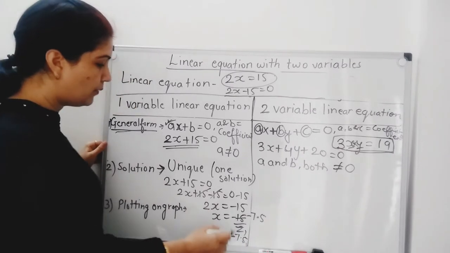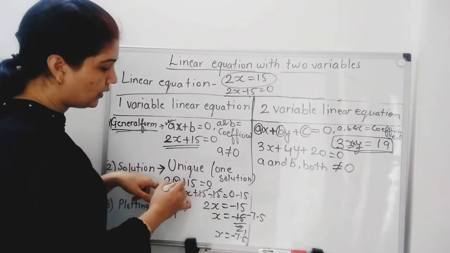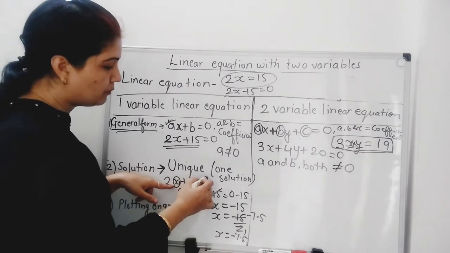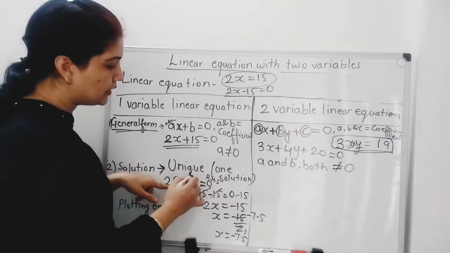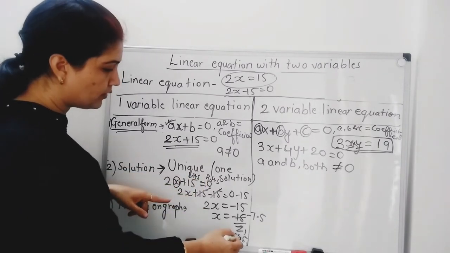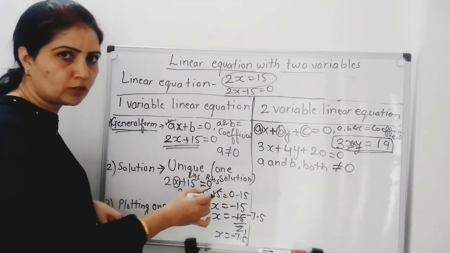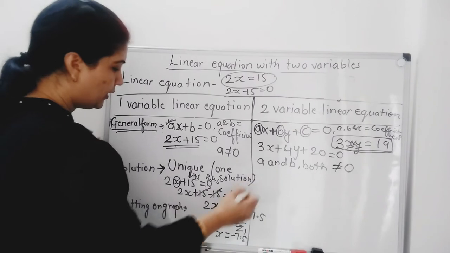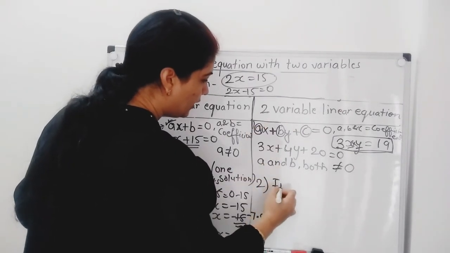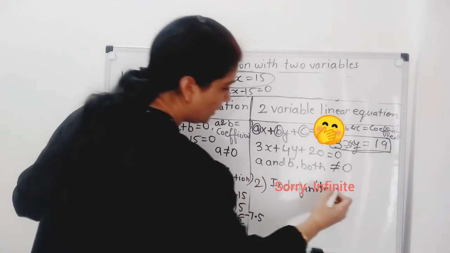Okay, so if I put minus 7.5 here in this equation, then only I will get 0. So there is only one value that I have to put here to make the equation equal. Equation means RHS and LHS should be equal. Then only it will be an equation. So if I put minus 7.5, then only I will get 0. So that's why there is only a unique solution, means one solution, for that particular equation. But here, as there are two variables, there are indefinite solutions for any particular two variable linear equation.